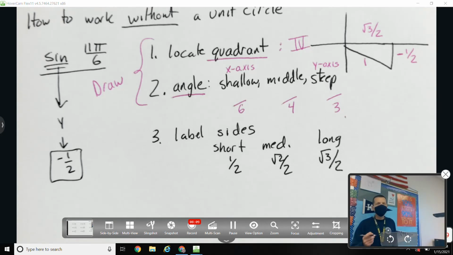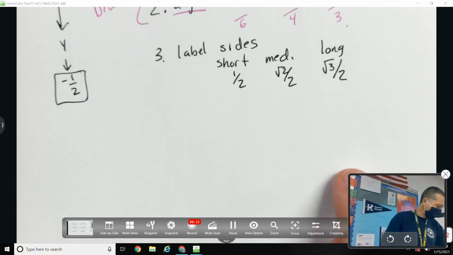Now, obviously that takes a little bit longer than just staring at the unit circle and grabbing the value. But you think about all the time it takes to build the unit circle, and if you just need a couple of these, this is going to be better than writing the whole thing out.